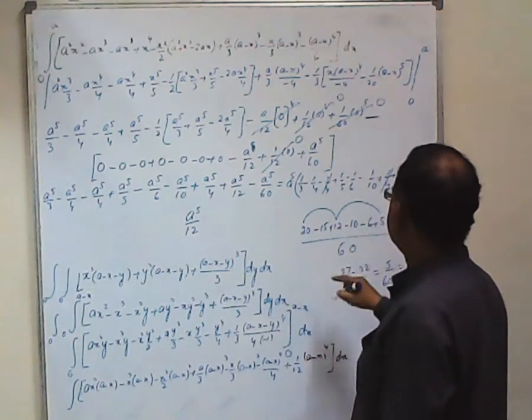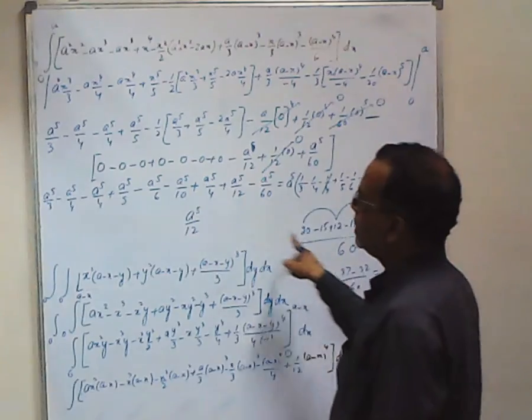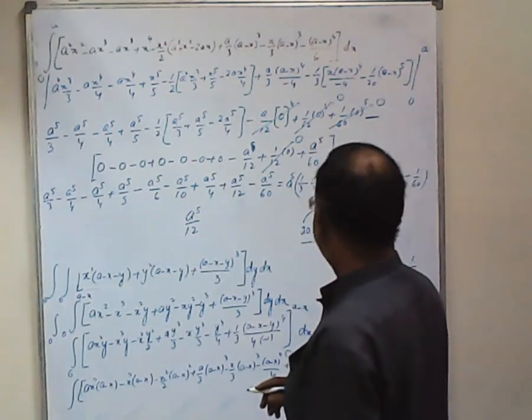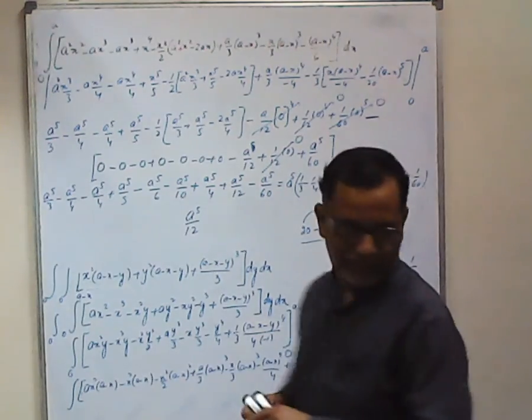60 will be the LCM. So 20, 60 will be the LCM. I mean, yes, I am correct. So this is a power 5 upon 12.